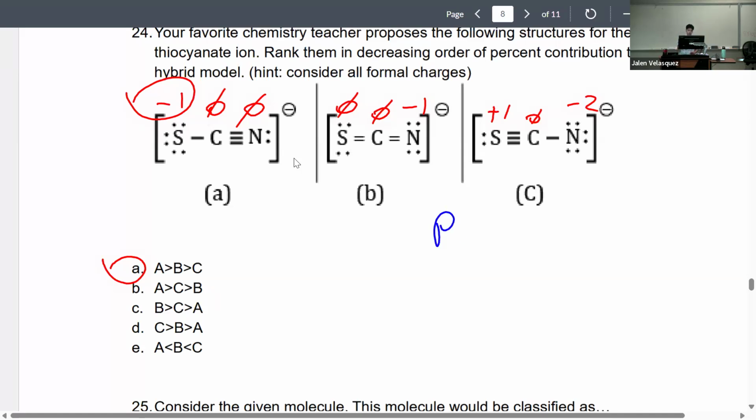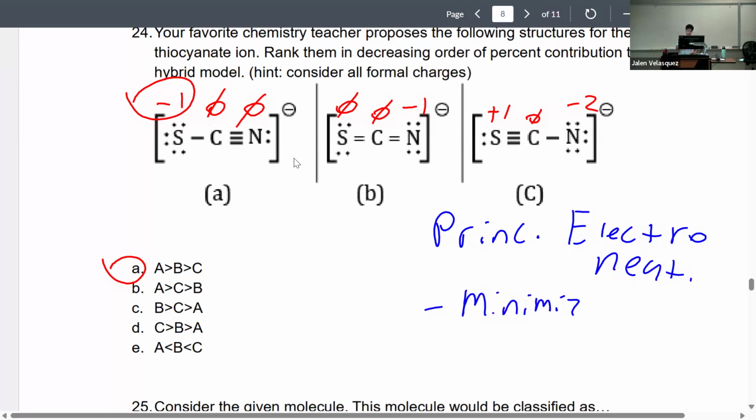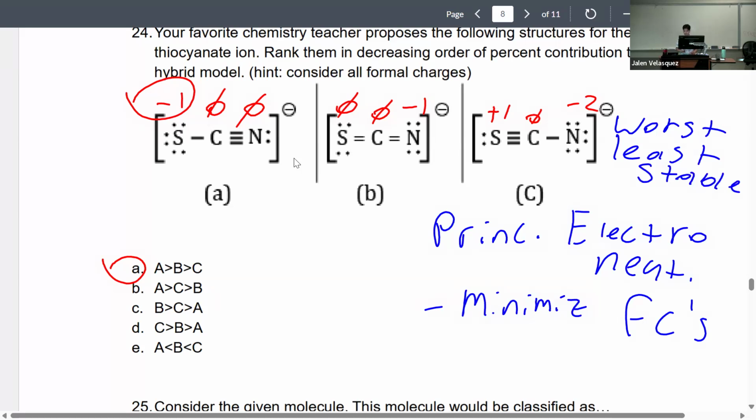Principle of electroneutrality. So it tells you 3 things. You want to minimize your formal charges, right? That's why right away C is the worst and the least stable, right? Because this has 2 formal charges, whereas the other ones only have 1, right?